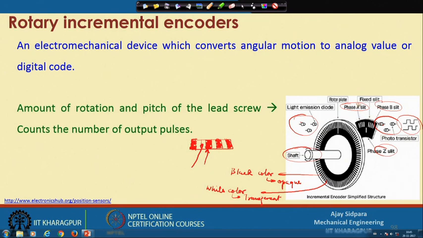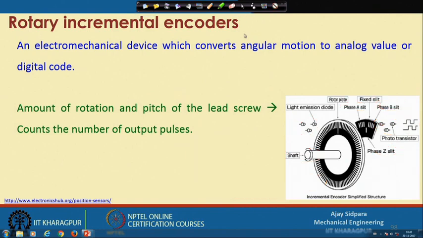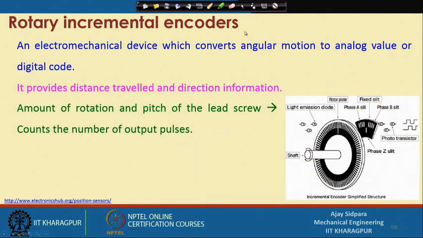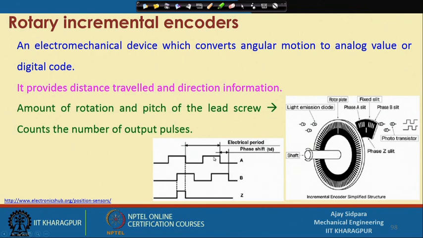So, that is for slit A and slit B. Why are we using slit A and slit B? Let us see this diagram, right. So, this is the signal. Now, this is what we are talking about. This is the signal of A. Let us write here A, B and Z.